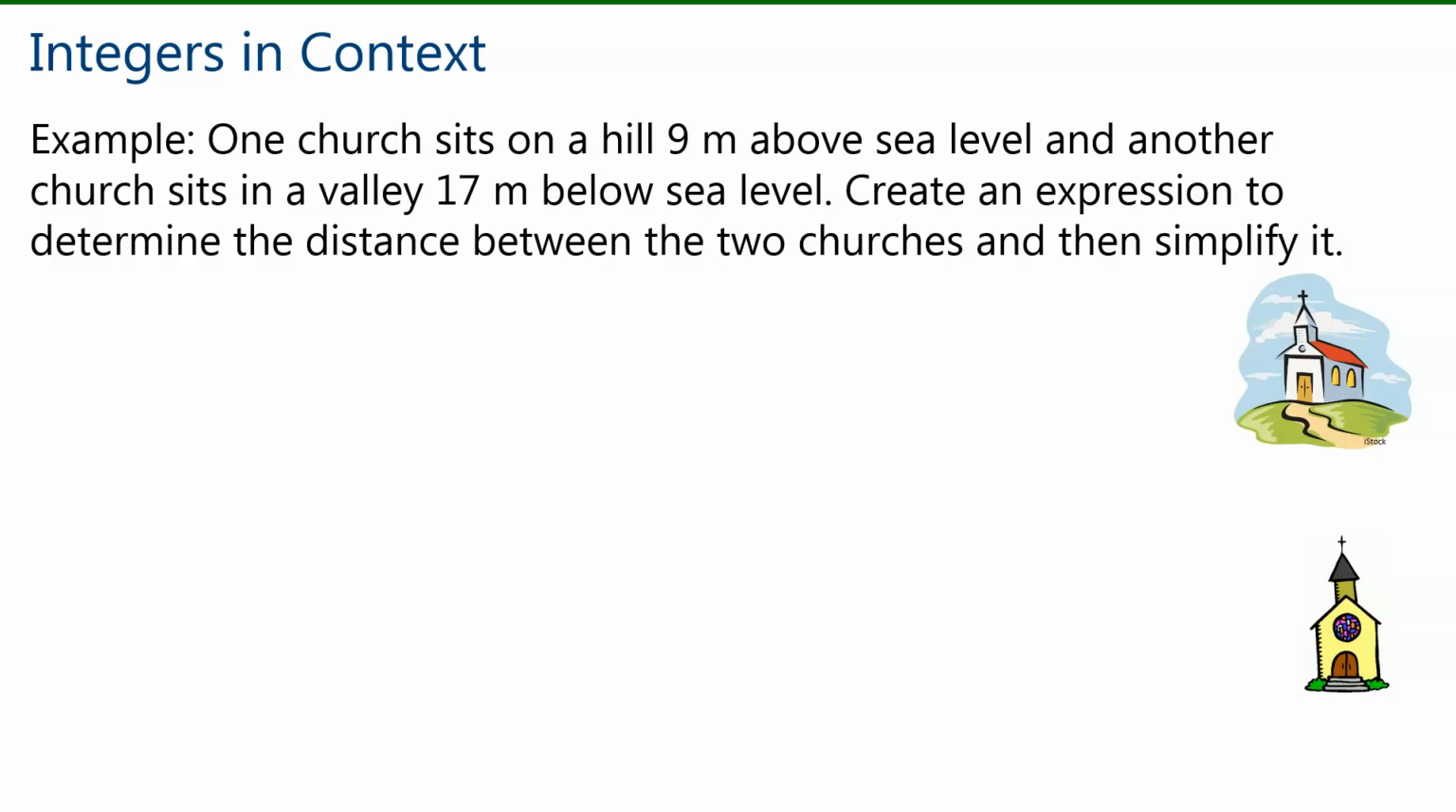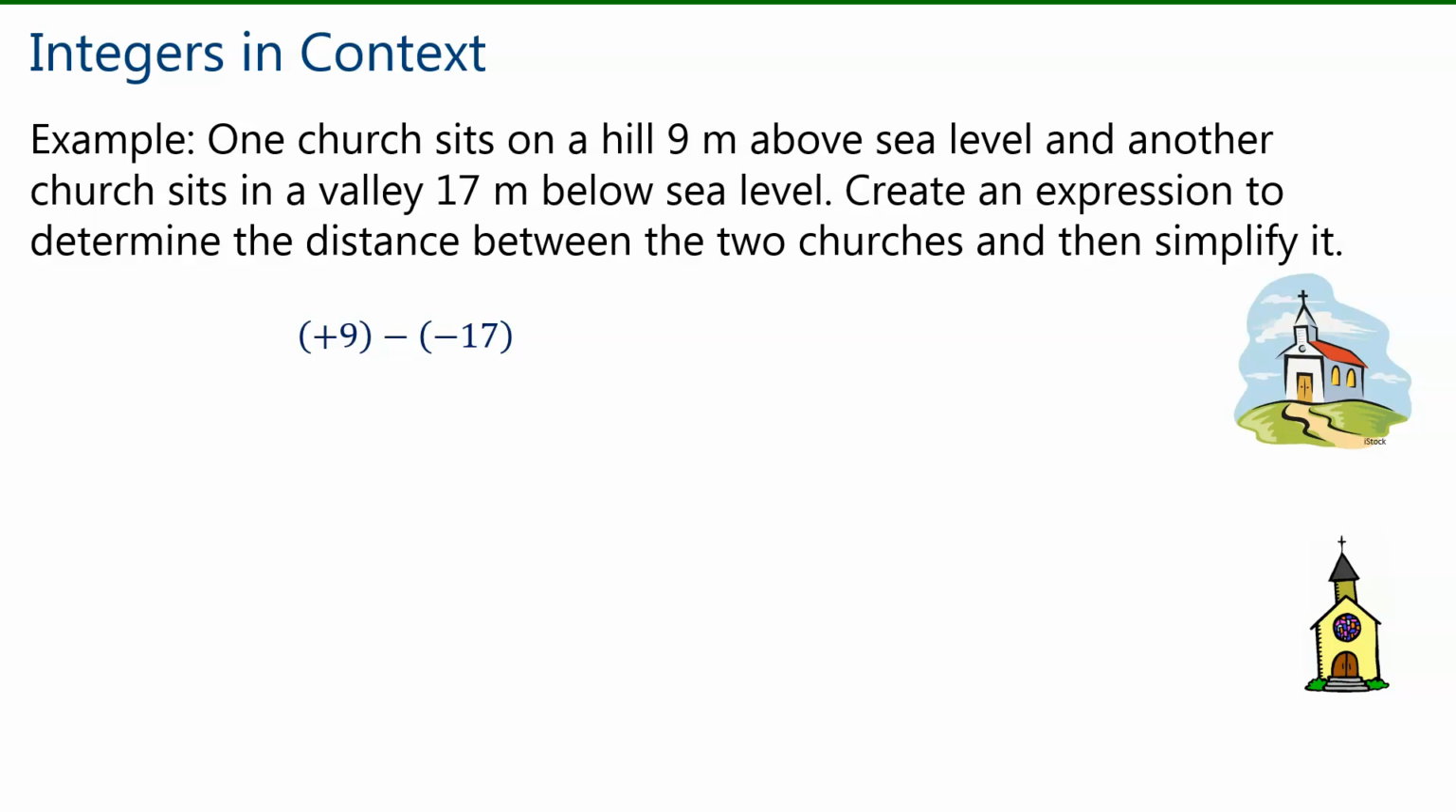Now in this next example, it says one church sits on a hill 9 meters above sea level, and another church sits in a valley 17 meters below sea level. Create an expression to determine the distance between the two churches, and then simplify it. Well, we can represent 9 meters above sea level with a +9, and 17 meters below with a -17. And if we want to determine the distance between them, we'll subtract. So our expression would look like this.